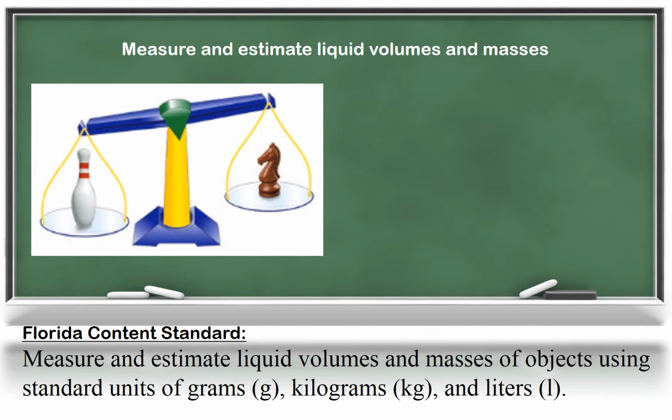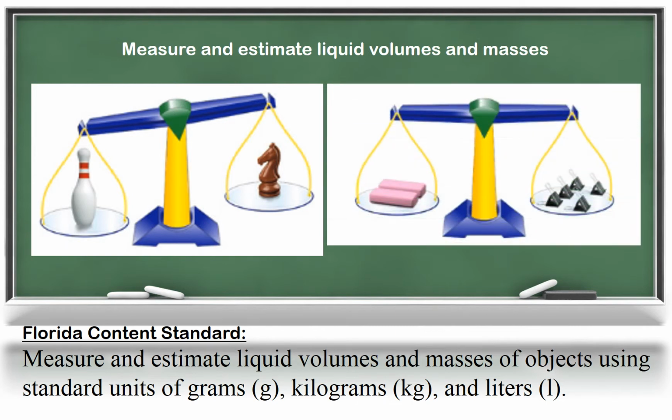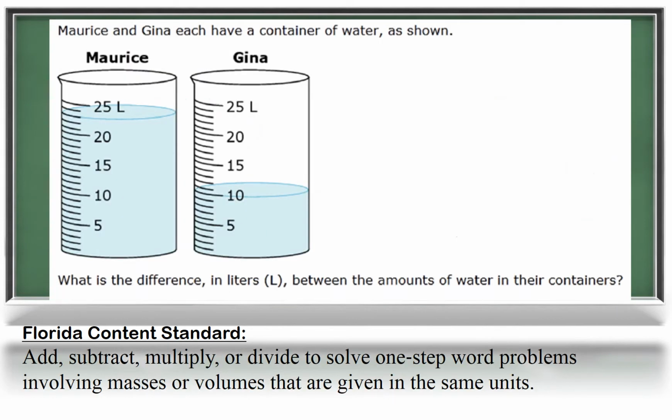For example, we can see that the mass of the bowling pin is greater than the mass of the knight, or that the mass of the erasers is equal to the mass of the clips. Children will use these measures of volume and mass to solve problems involving addition, subtraction, multiplication, and division. For example, using the volumes of these two containers, what is the difference in the amount of water?